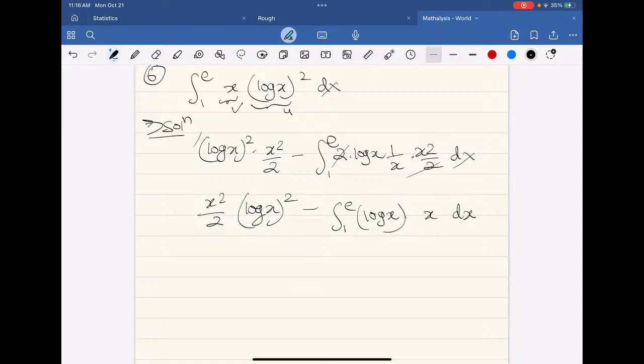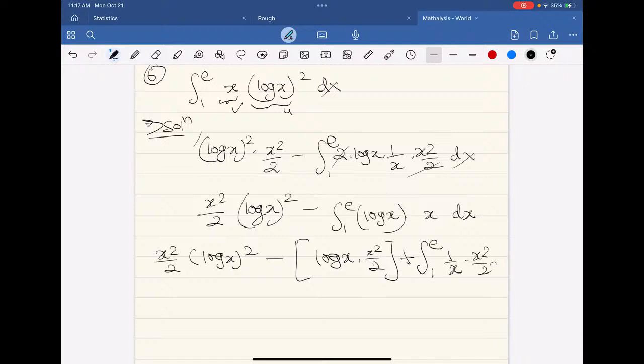Now again, let's use integration by parts. x^2 by 2 (log x)^2 minus integral from 1 to e. Okay, now again use integration by parts for this one. So that will give us log x times the integral of x, which is again x^2 by 2. Now the minus will become plus, and then integral from 1 to e. The derivative of log x is 1 by x. The integral is x^2 by 2 dx, right?